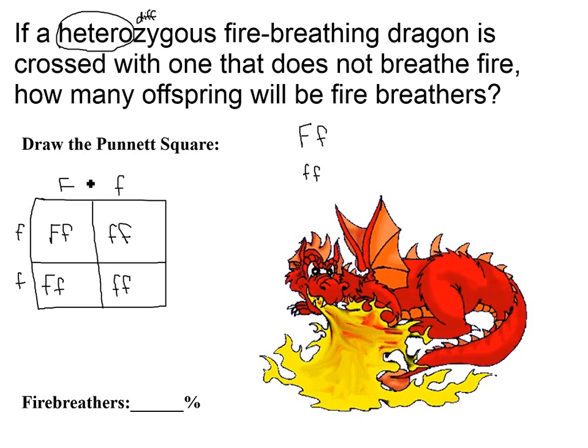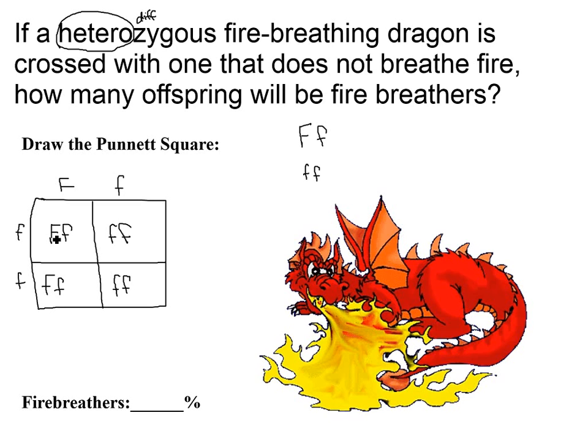And the question, though, we're not done. The question is, how many offspring will be fire breathers, okay? And so if we had 4 possible, two could be fire breathers because they're the ones that have the dominant allele. Okay. It asks you up here how many offspring will be fire breathers, but it asks you here what the percentage is. So you have 2 out of 4. That is what percentage? If you said 50%, you're right.